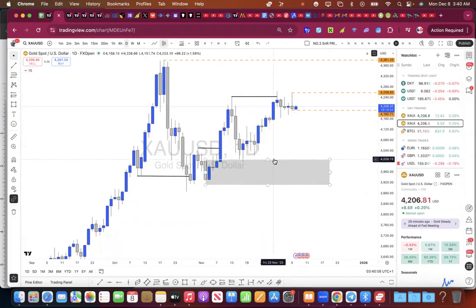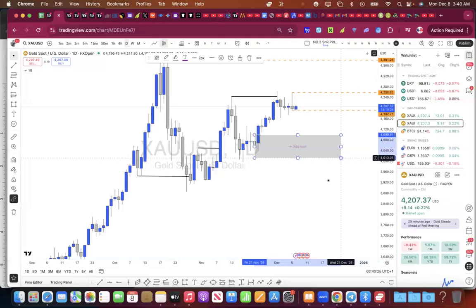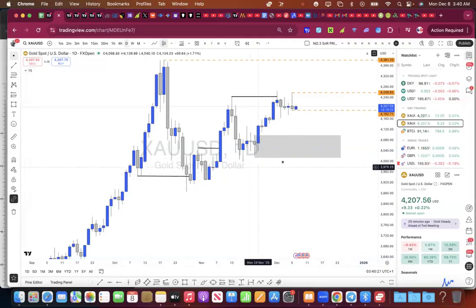So what are we having? So here is actually mitigated and become a support, or either a support or a demand zone. So that means if this was taken, what you expect is that the market is supposed to come down to this point. Okay, so the market was supposed to come down to this point.